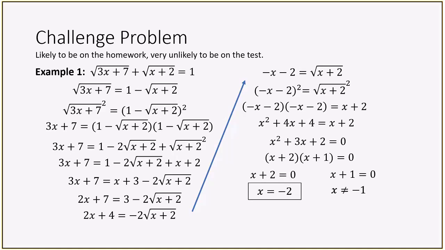And I'm not going to write the checking because I just don't have space on the slide. But x equals -2 does work. That solution is correct. X equals -1 is not a solution. It's an extraneous solution. So I put a slash through the equal sign, and I'm done with it. And that's it for this lecture.